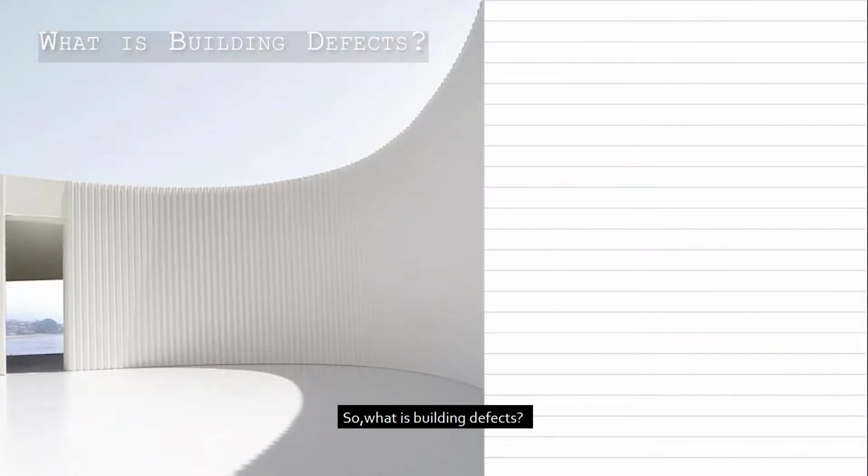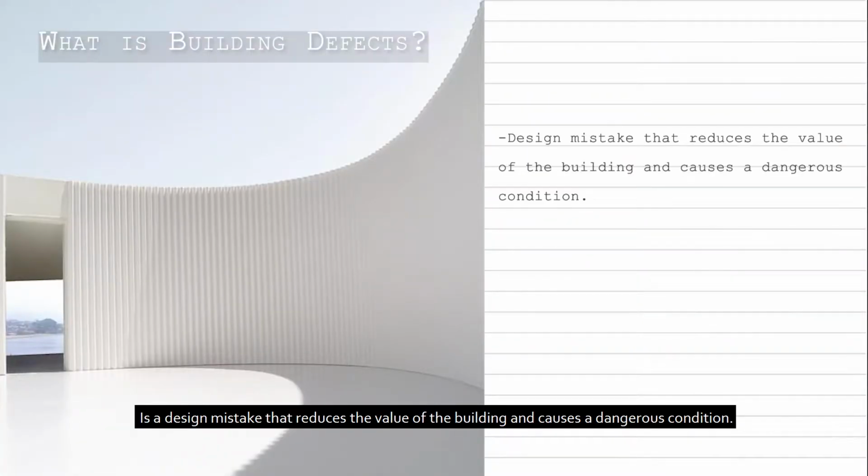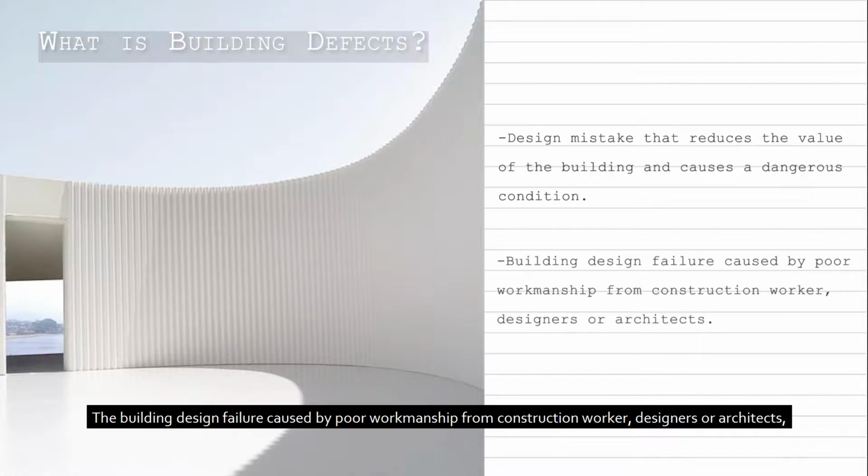So, a building defect is a design mistake that reduces the value of the building and causes a dangerous condition. The building design failure can be caused by poor workmanship from construction workers, designers, or architects. So this will reduce the value of the building and cause danger to the people who are living in it.